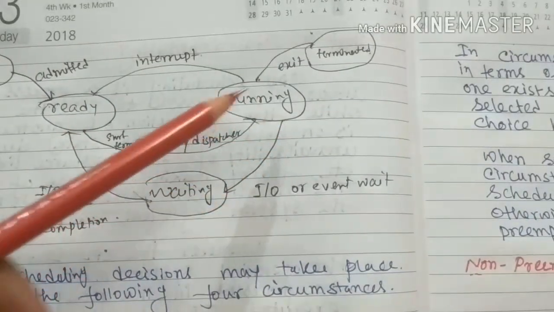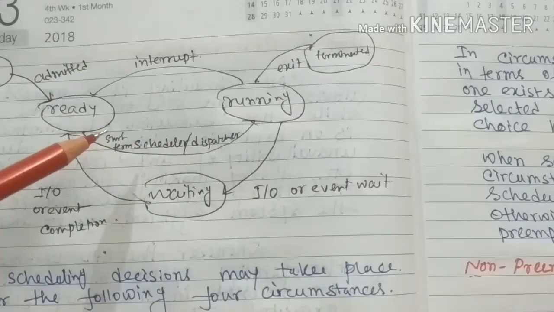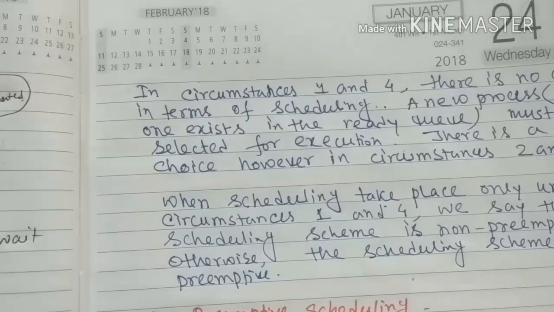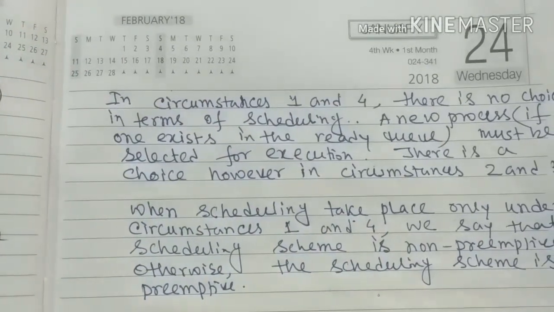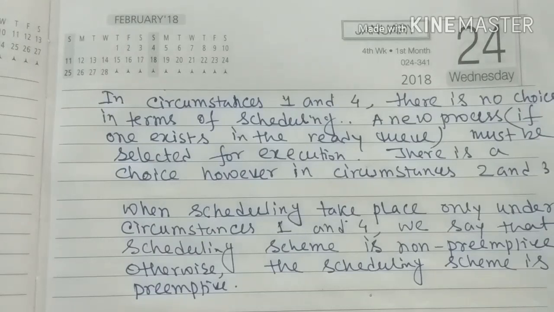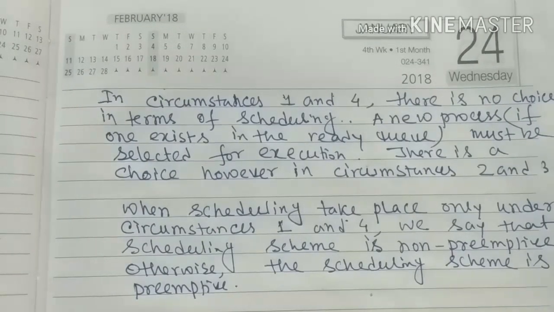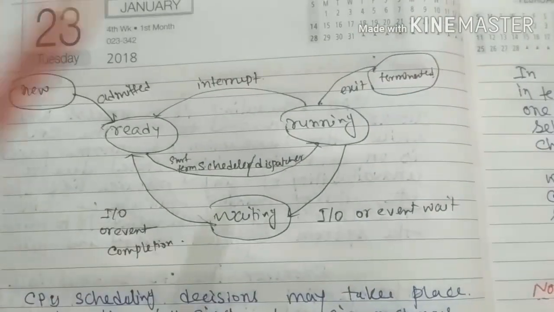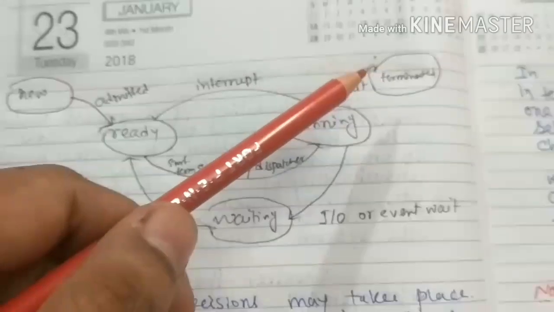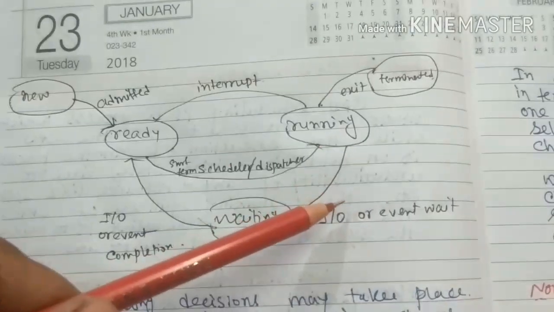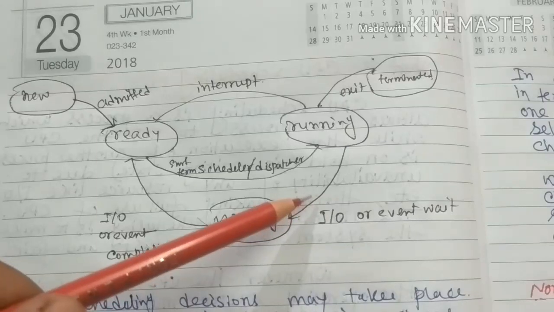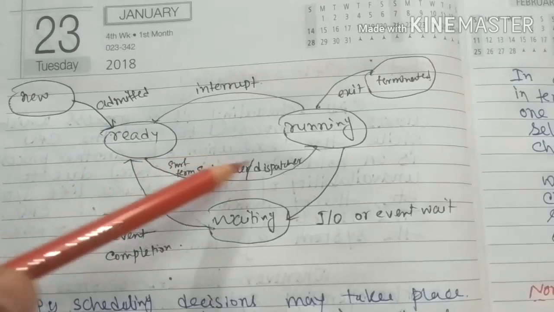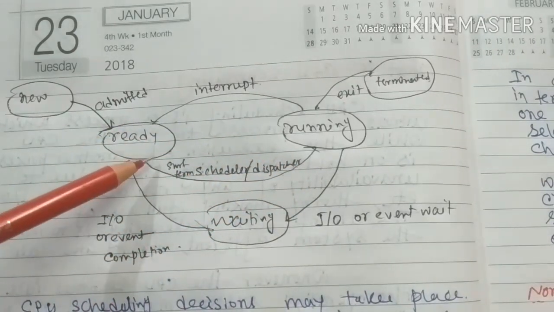Because the process moves to the waiting state or terminates, the process is not in the ready queue. So in circumstances 1 and 4 there is no choice in terms of the scheduler. A new process, if one exists in the ready queue, must be selected for execution, but there is a choice however in circumstances 2 and 3. When a process moves from the running state to the waiting state, or from the running state to the terminated state, there is no choice for the scheduler. A new process must be allocated for execution if there is a new process in the ready queue.